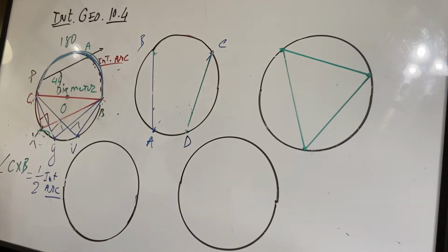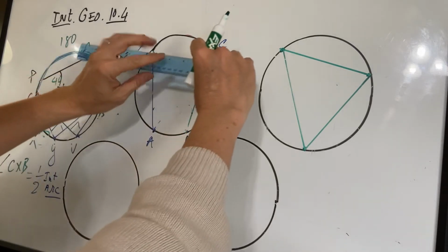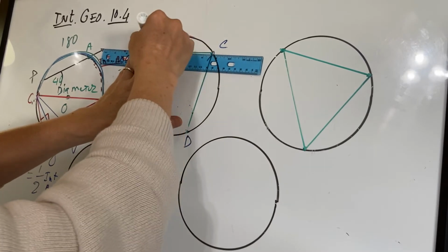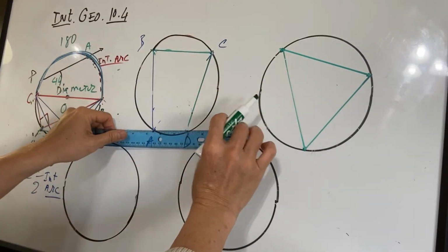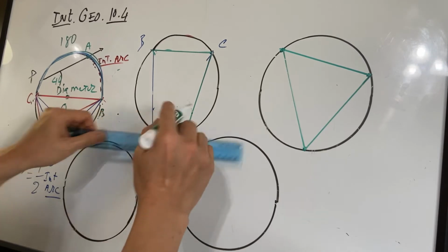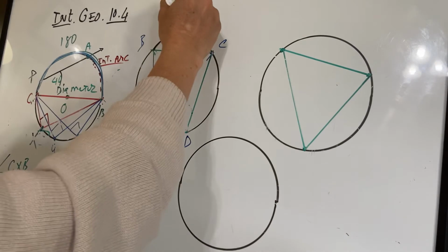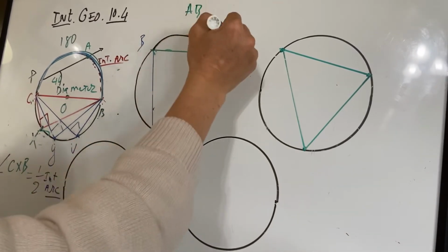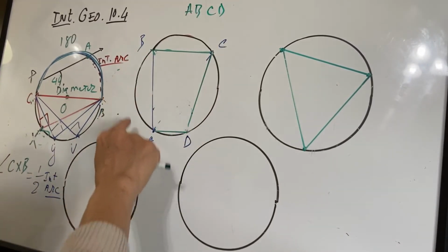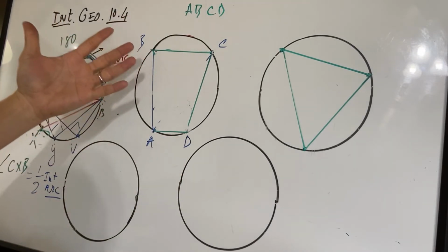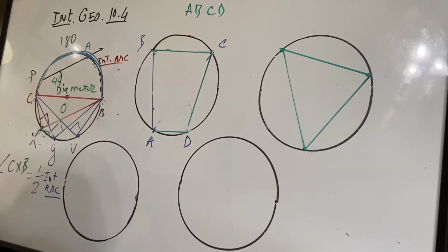Beautiful. Okay. If I have a quadrilateral whose vertices are on the circle like this, talk to me, guys. In this case, what do you call the name of the quadrilateral? The quadrilateral A, B, C, D. Quadrilateral ABCD is called an inscribed quadrilateral, meaning all sides are inside of the circle and all vertices are on the circle. Okay?